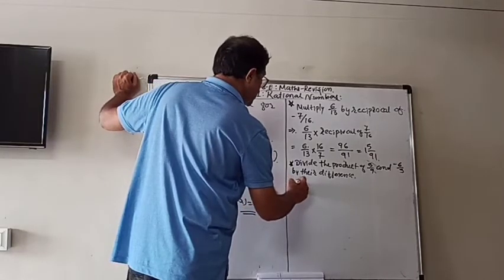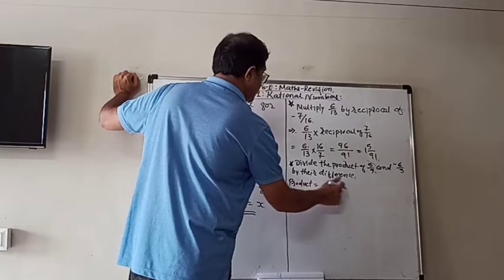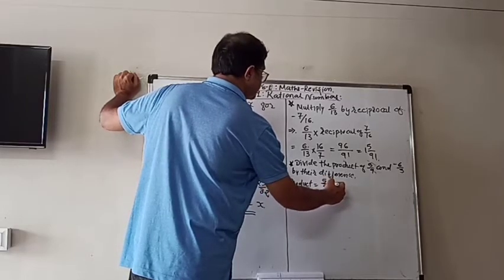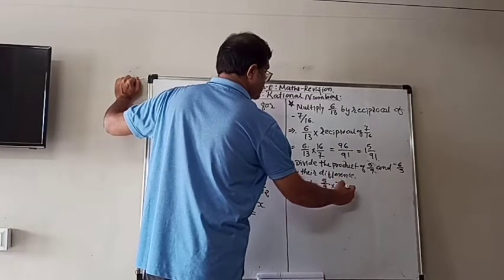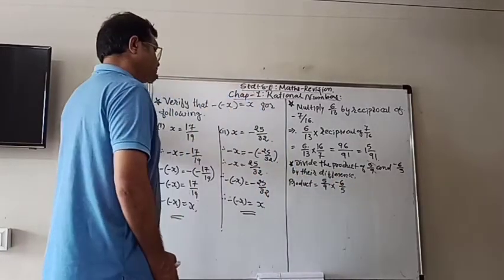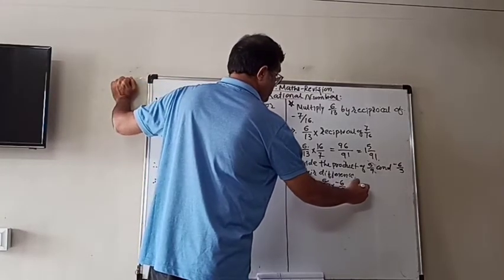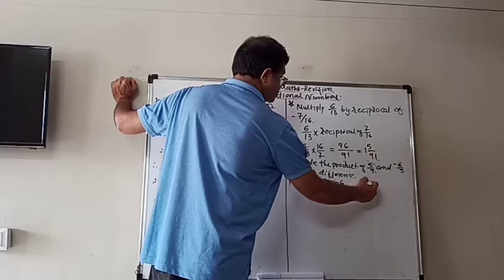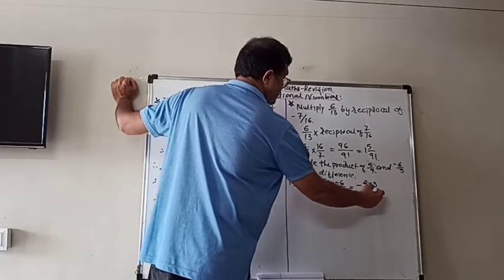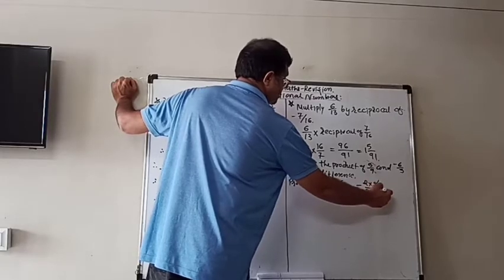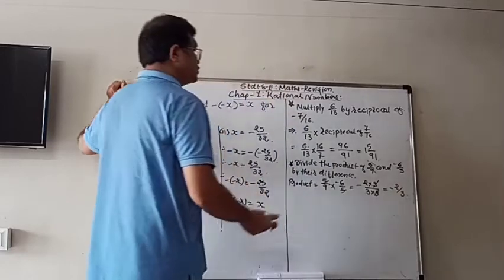So product is equal to 5 upon 9 multiplied by minus 6 upon 5. 5 is cancelled, is equal to minus 6, means 2 3s are 6, 9 is 3 3s are 9. So their product is minus 2 upon 3.